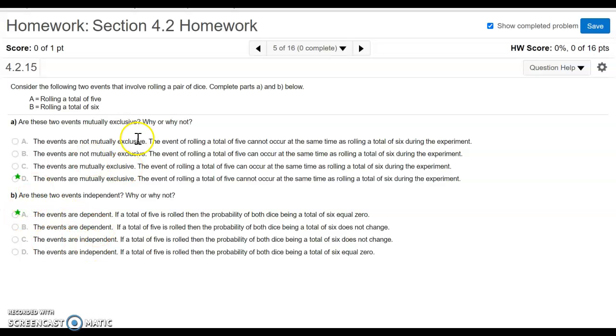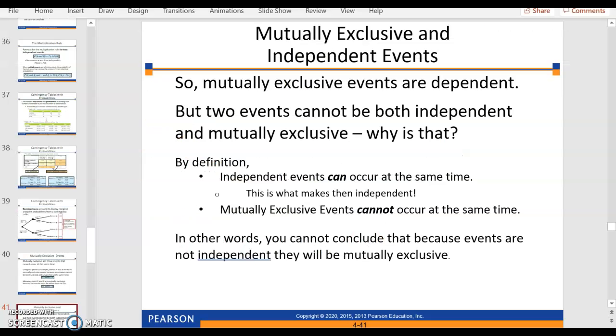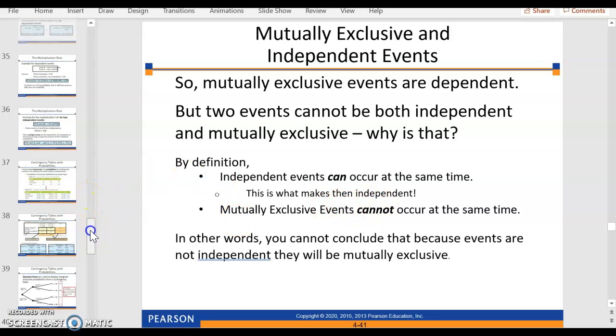Okay, here we have two events that involve rolling a pair of dice. The event A is rolling a total of 5, and event B is rolling a total of 6. So we want to know, are these events mutually exclusive? Why or why not? Remember, mutually exclusive events cannot occur at the same time.